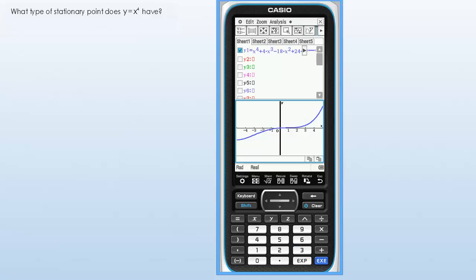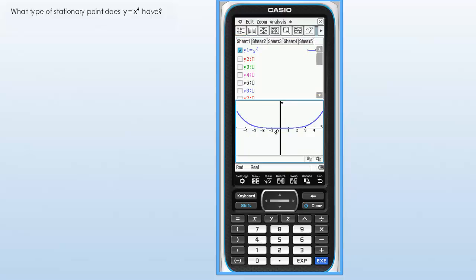What type of stationary point does y equals x to the 4 have? This example is just here to illustrate a point that I made in the introduction to this section. So let's just do y equals x to the 4. Let's just graph that.